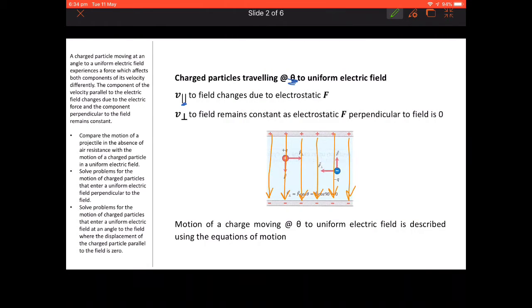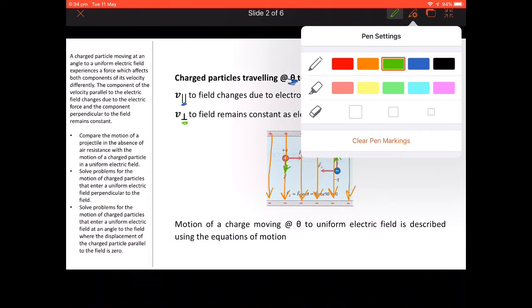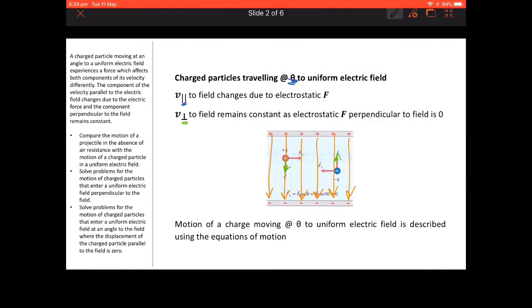And the velocity that the charge has that is parallel to the field will be impacted by the electrostatic force, which is in the same direction as the field. So that's this one here on the negative charge, this one over here on the positive charge. The velocity perpendicular, that's this symbol here, to the field remains constant as the electrostatic force perpendicular to the field is 0. So this force here is 0, so the velocity remains constant.